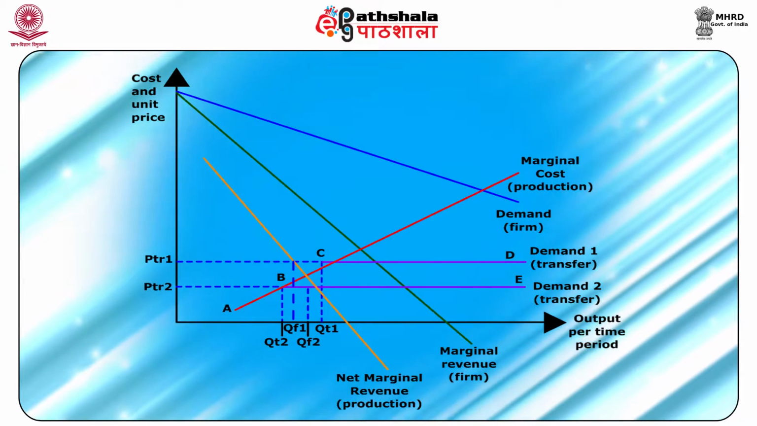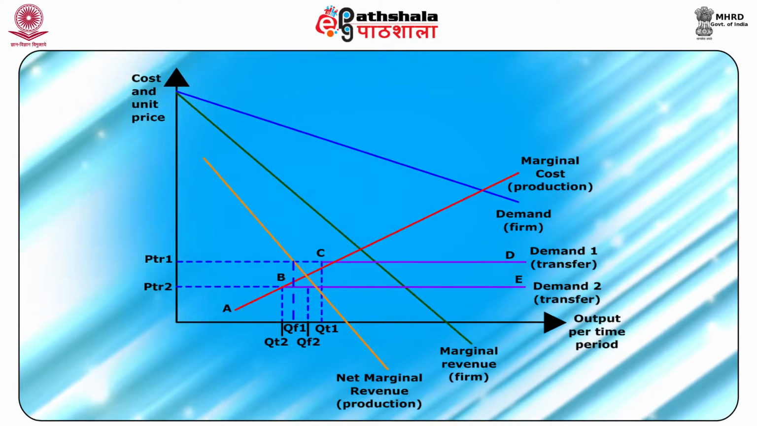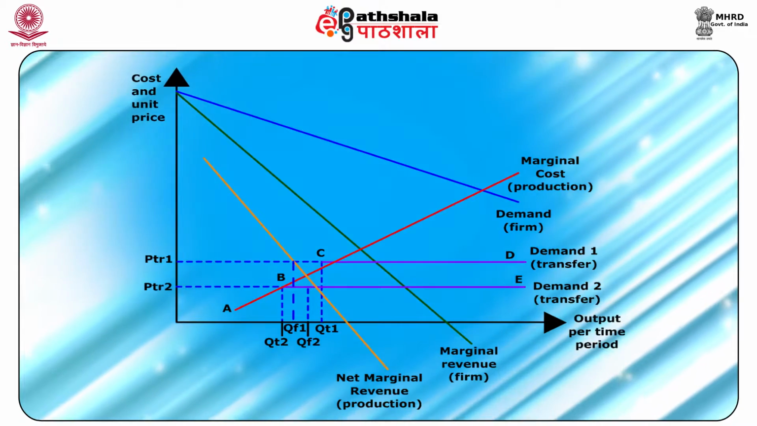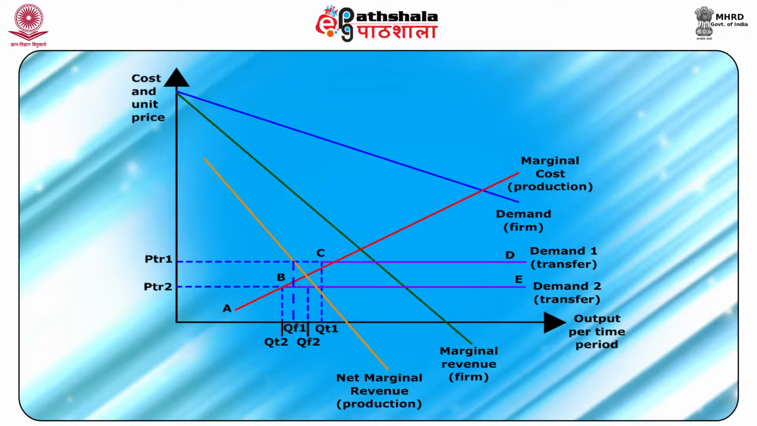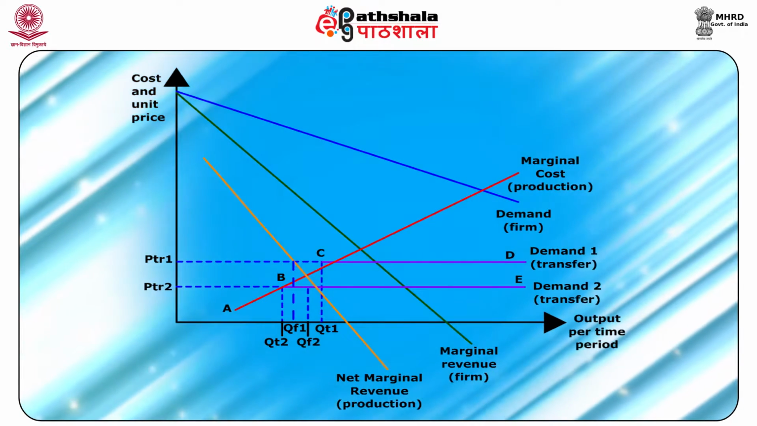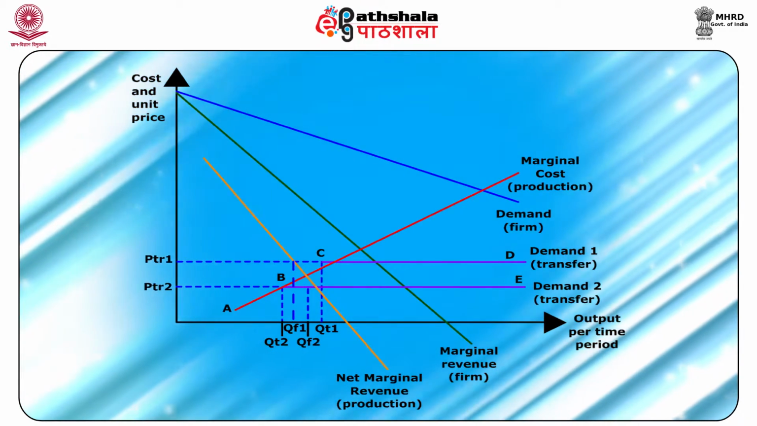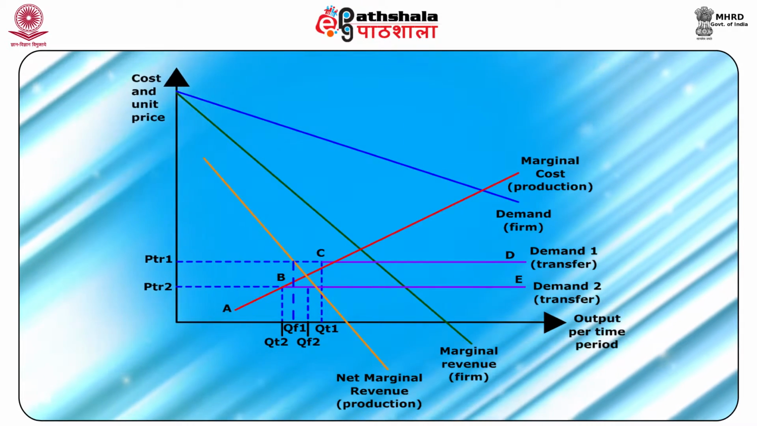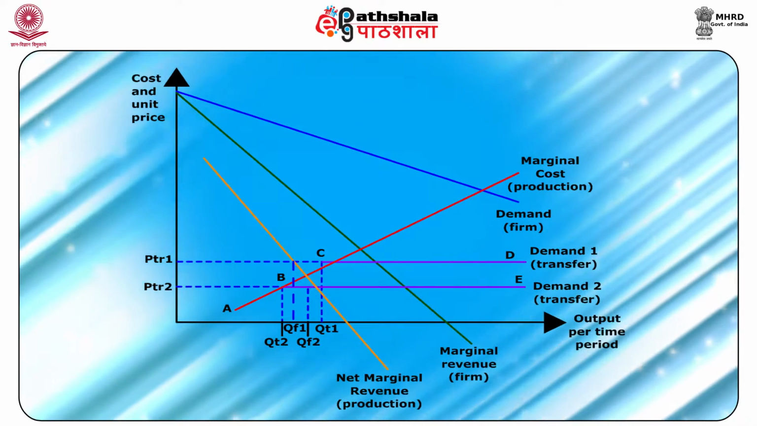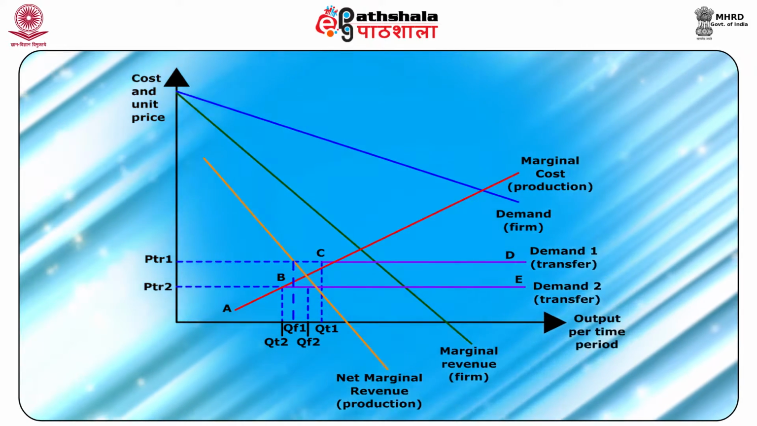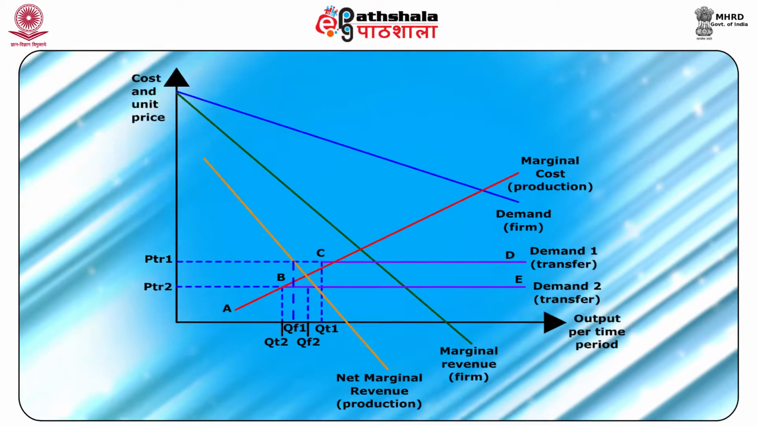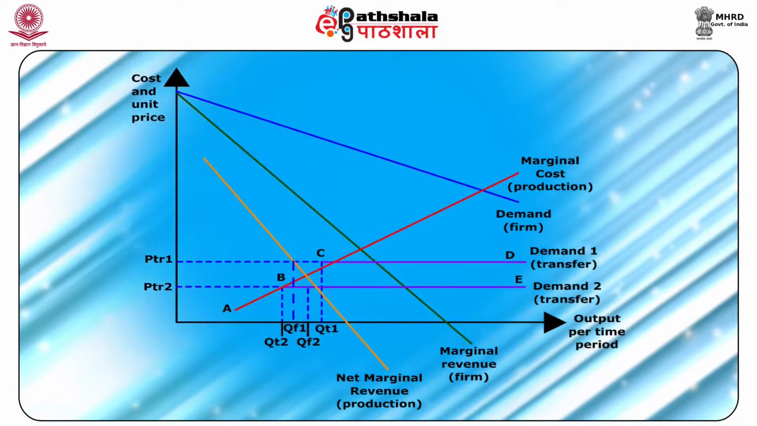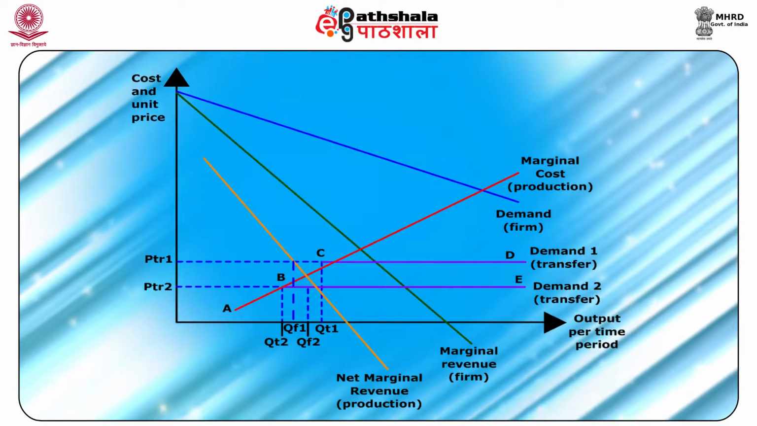Now let us consider this diagram: transfer pricing with a competitive external market. So far we were not considering the competitive external market. The competitive external market gives us demand curves which are parallel to the x-axis, that is, they are represented by the higher blue line, which is CD, and the lower blue line, which is BE. Now let us consider what is happening.